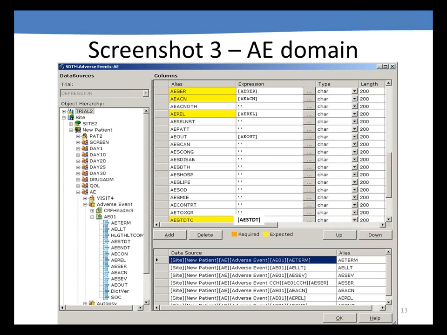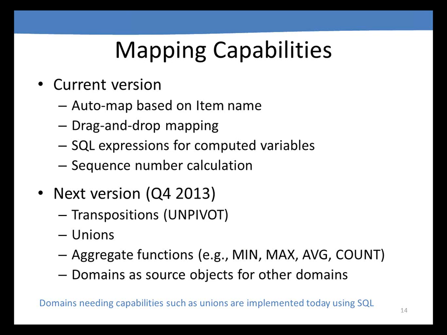If you wanted to put in a SQL expression, again, for this study day calculation, you would click on these ellipses, and you'd be dropped into a window where you could basically write that SQL expression and validate it. So hopefully that gives you a feel of what it looks like. In terms of the overall capabilities, on the current production version that the Alchemies are using, it will do the auto map based on the item name, the drag and drop mapping as I just showed, SQL expressions for computed variables, and sequence number calculation. There's a lot of these domains where you have to number these things and then reference those numbers in other domains, so we can do all of that.